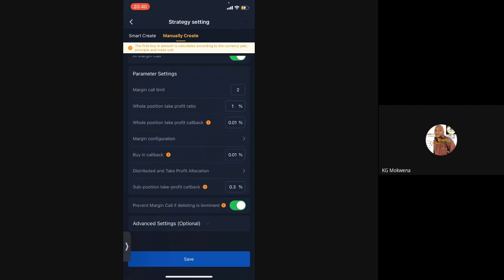So now the whole position take profit ratio, what percentage is it, Mahlatse? 1. Yes. What position is the whole position take profit ratio? I mean, what percentage is that? I want to make sure that you are with me. 1. Yes, it's 1. Sorry, I'm just quickly rushing to get my Bluetooth earbuds because I've just discovered some sound issue.